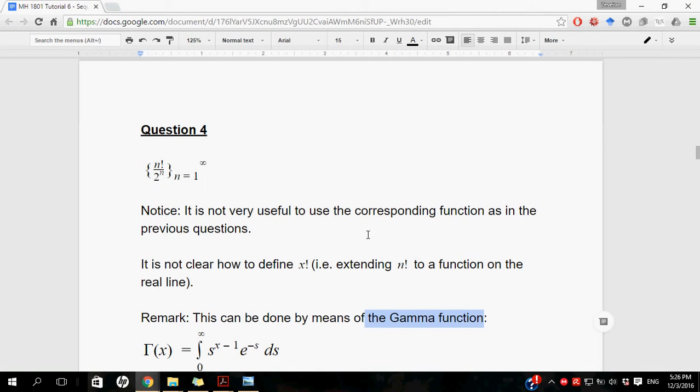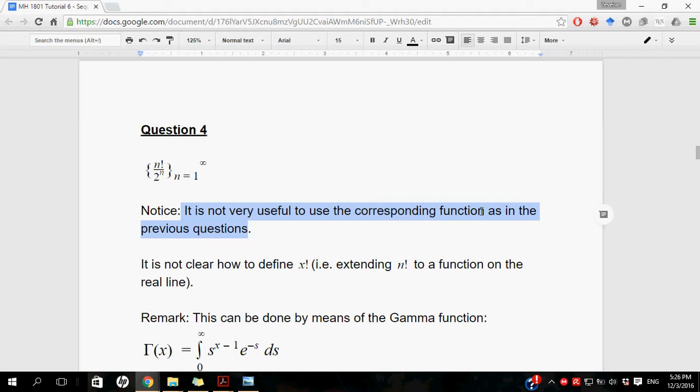Question 4 from tutorial 6. This is our sequence. The terms are given by n factorial divided by 2 to the n. Now, in contrast to the approach used in the previous two questions, we find that it is not very useful to use the corresponding function as in questions 2 and 3.